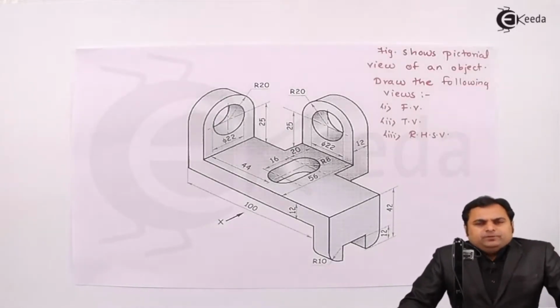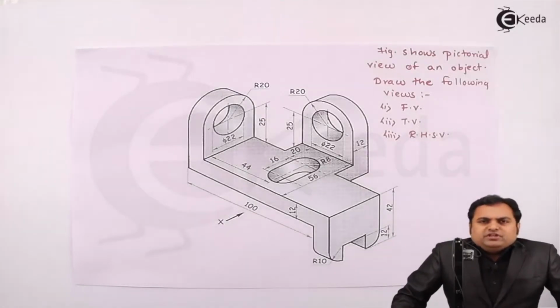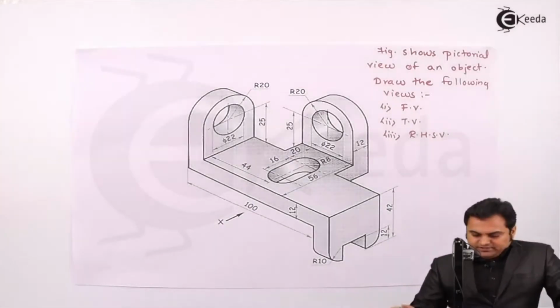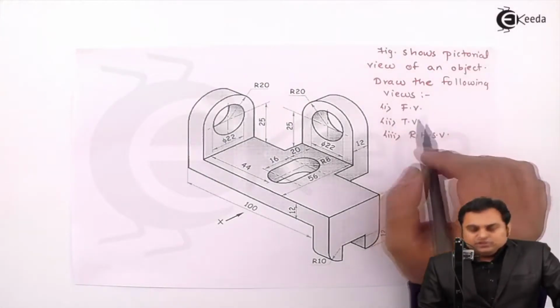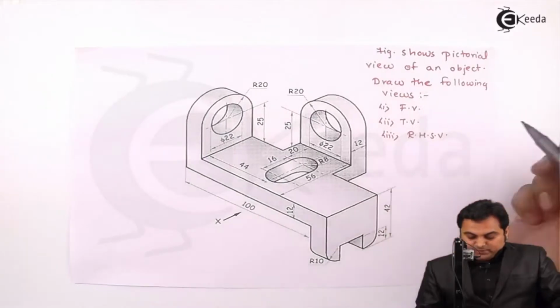We are going to see the problem on orthographic projections. For that, here we have a question. It is given that the figure shows a pictorial view of an object. Draw the following views: front view, top view, and right hand side view.